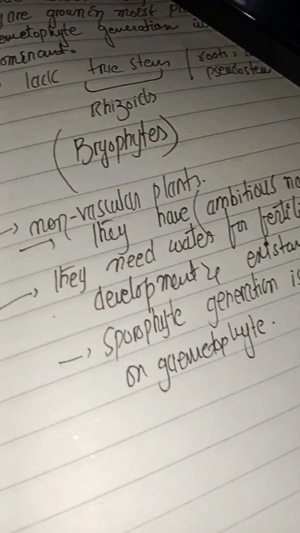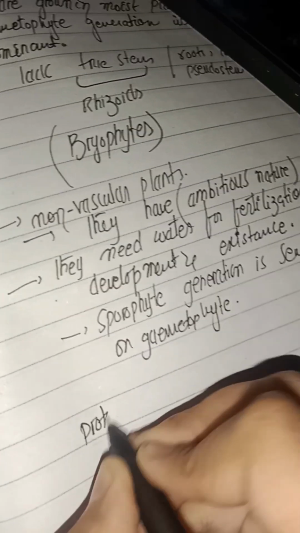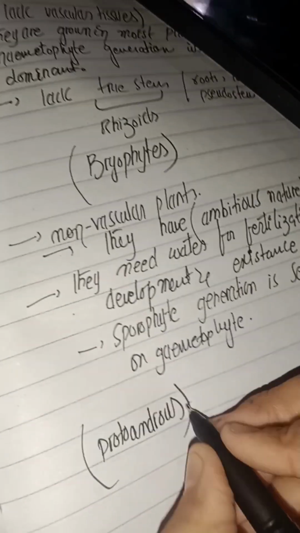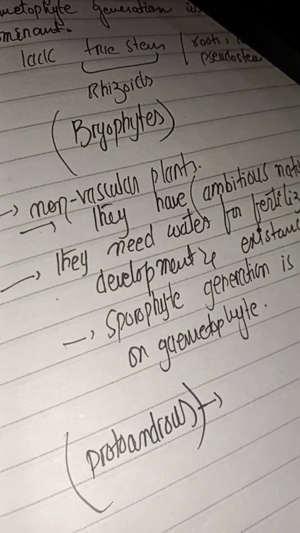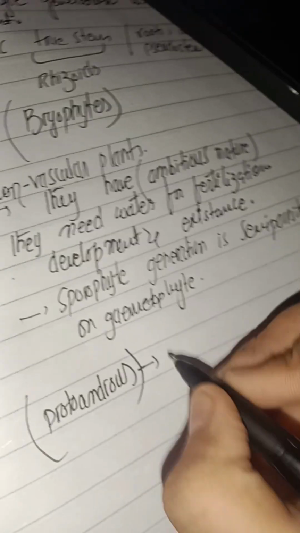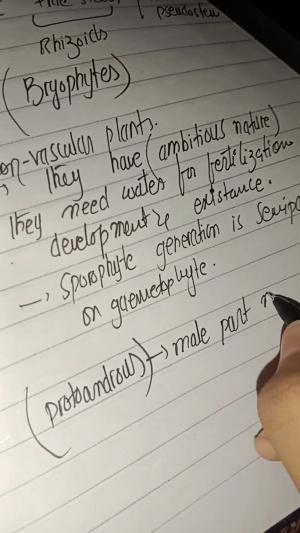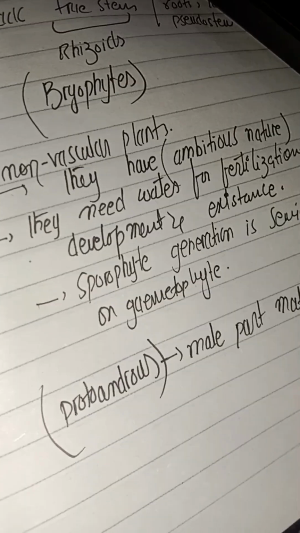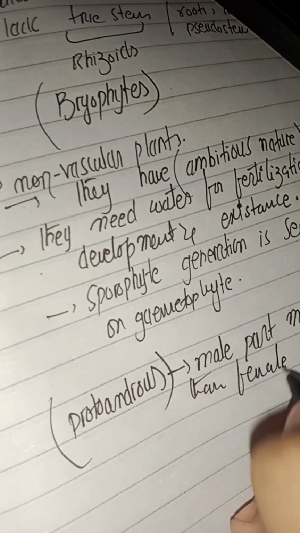Now here is a term called protandrous. What does it mean by protandrous? Here the male part matures earlier than the female part.